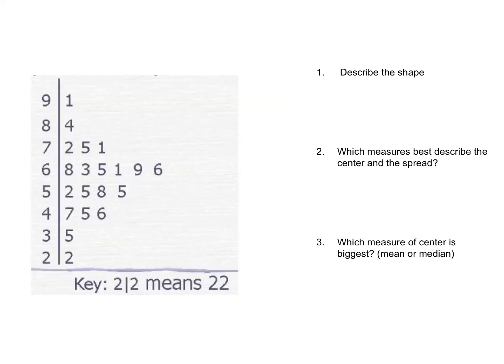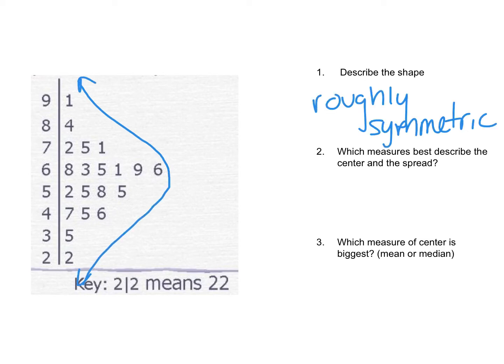Now I give you a stem plot. If you turn this on the side, or just tilt your screen, you should see a roughly symmetric shape. If it's roughly symmetric, we can stick with the mean and the standard deviation to describe the center and the spread. Which measure would be biggest? Well, they're approximately equal to one another when it's roughly symmetric. So we're not going to say that one is bigger than the other.